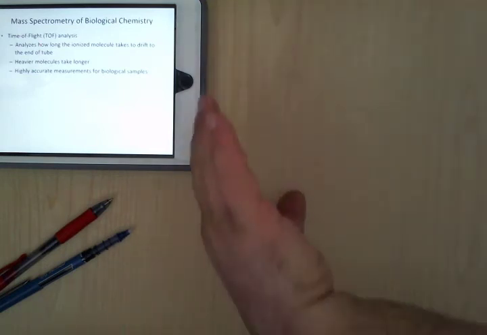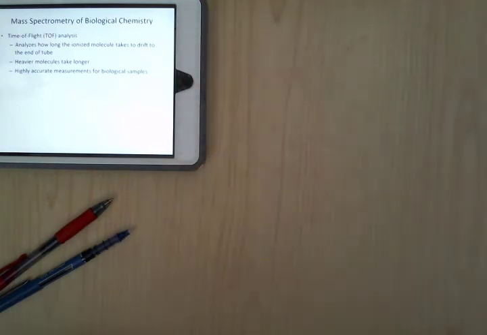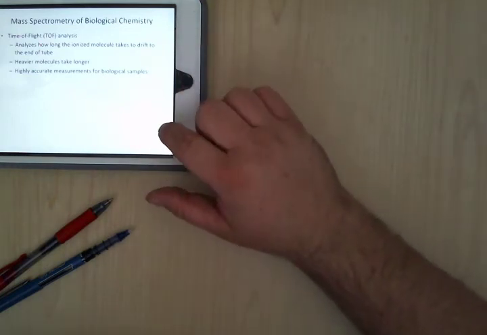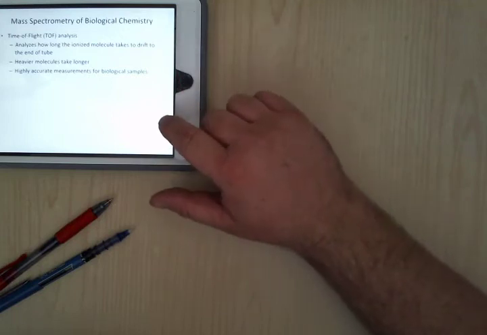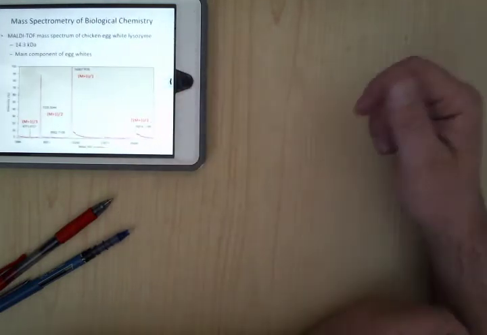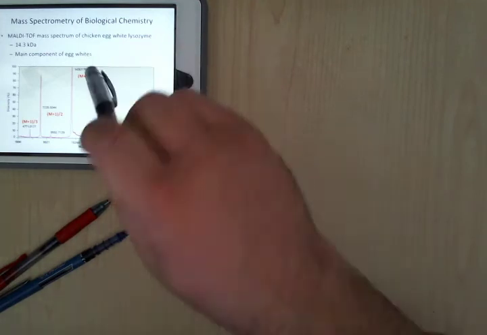So with this, you don't have this bending. You just use a highly accurate clock, and so you get very accurate measurements on biological samples. MALDI TOF or Electrospray TOF, those are the big ones.